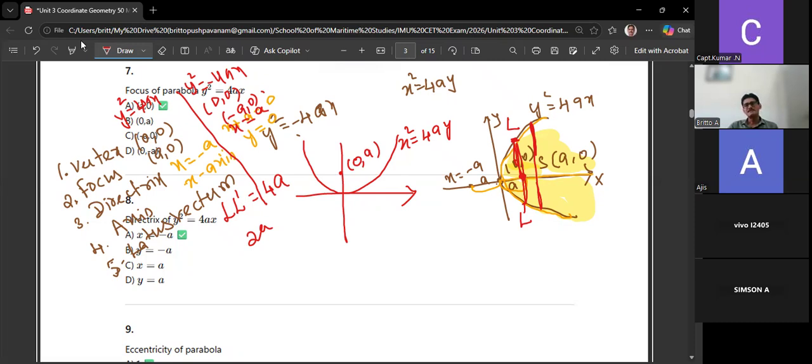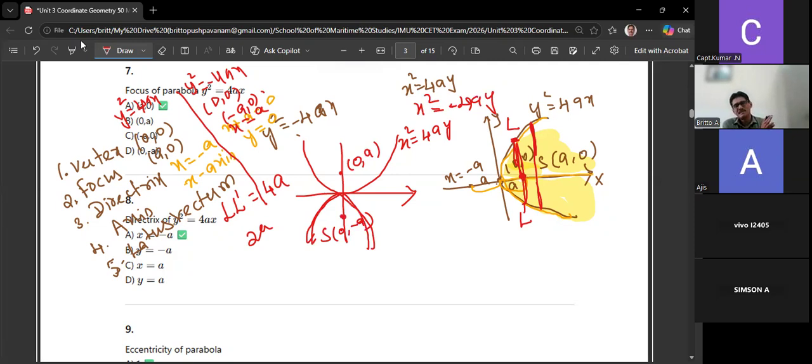Now come to the last parabola, which is x squared equals minus 4ay. If it is x squared equals minus 4ay, then the parabola opens down. Look, this is the parabola x squared equals minus 4ay. So the focus should be inside the parabola. So this point is (0, -a). It is not plus. Plus a is for the parabola x squared equals 4ay.